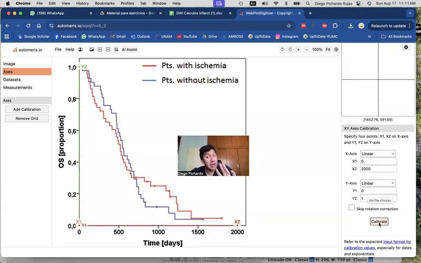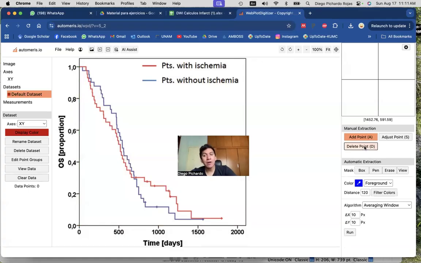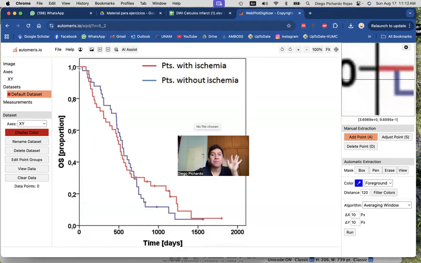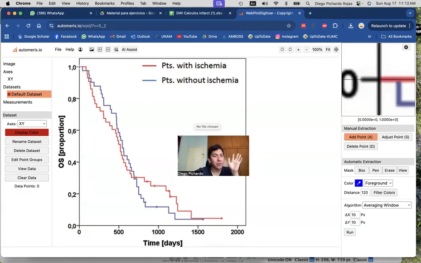Now we finish our calibration, and now we can make all different kinds of stuff over this graph. We're gonna put add point. So this is everything you guys need to begin doing your data extraction of graphs, all right? So over here, we have the beginning, all right? So now, I like to have this as a beginning point just to have a clear idea of where we're beginning.